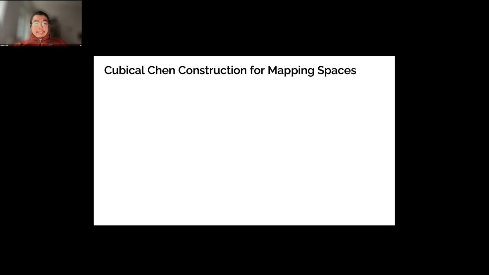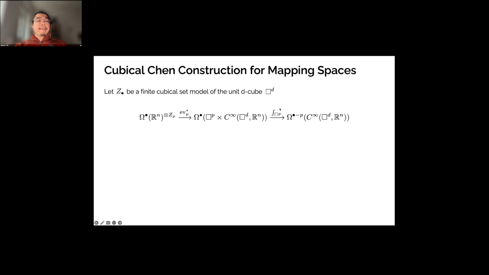All right, so now that we have this evaluation map, we can discuss the cubical Chen construction for mapping spaces. So let's say that we have some finite cubical set model of our unit D cube. So in the case of D equals 2, we can think about the example from earlier. And Chen's construction follows very similarly to the one-dimensional case. This also has 3 steps.